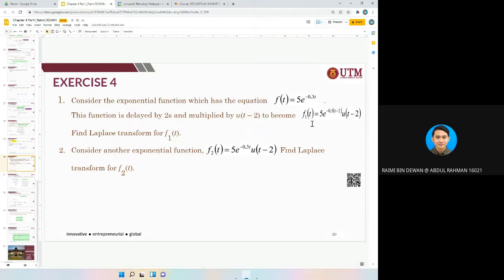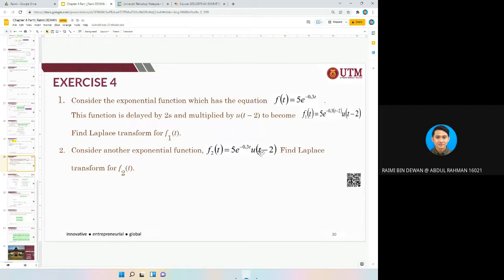Second, you see this is a unit step with a delay of 2, so this has a time shift. Try to do that. You need to find the Laplace transform for f1(t), so it's really F1(s), capital F, 1 and s. Consider another exponential function with f(t) equals 5e to the negative 0.3t u(t minus 2). So find the Laplace transform for f2(t). You can try this also.